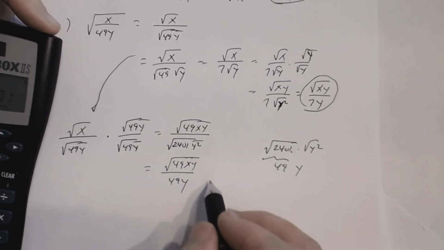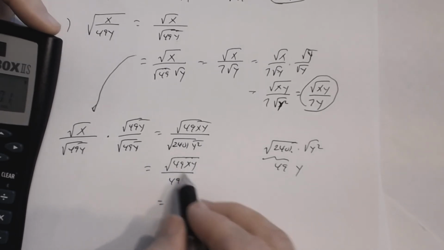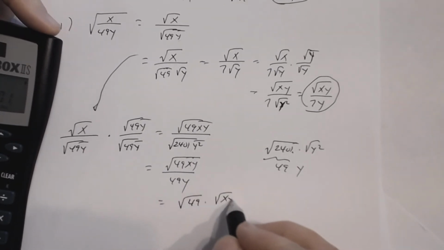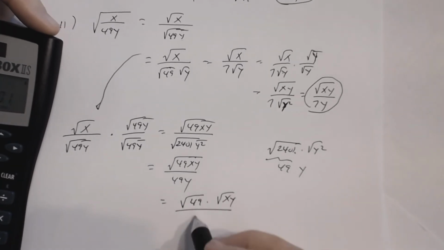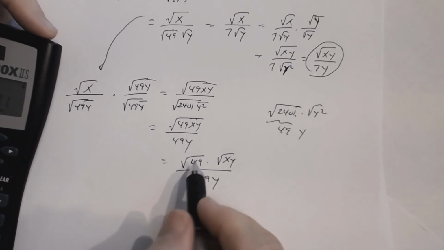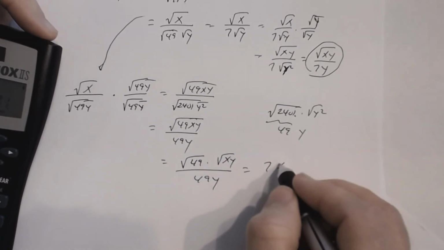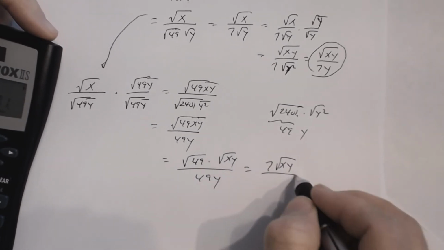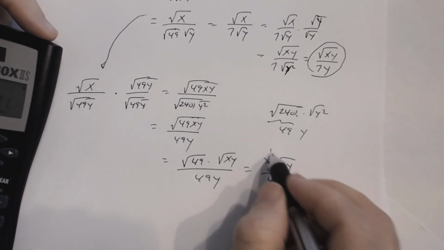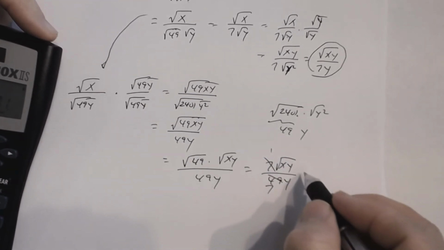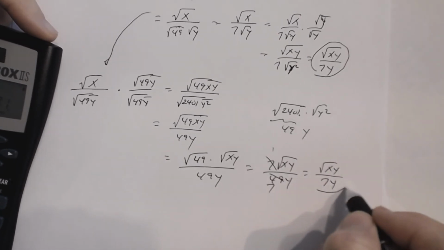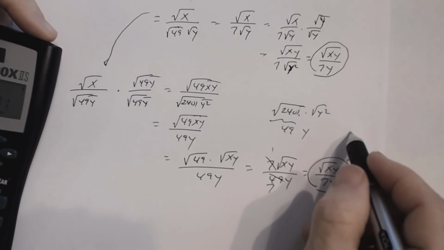So if you look at the numerator, I'm going to write the numerator as the square root of 49 times the square root of xy. I'm just going to do that. Over 49y, right? And notice the square root of 49 is 7. So it'll be 7 times the square root of xy divided by 49y, and then reduce. 7 to 7 is 1. 7 to 49 is 7. So I get the square root of xy divided by 7y. And you get the same answer.